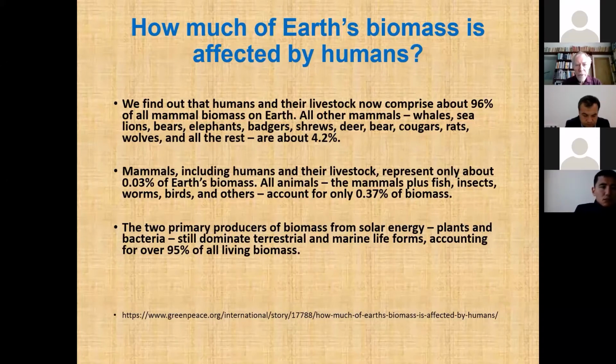Mammals, of course, and the human livestock represent about 0.03% of the biomass. So most biomass are other things, namely plants and bacteria. They account for about 95% of all living biomass, and that is, of course, the basis for all higher organisms.